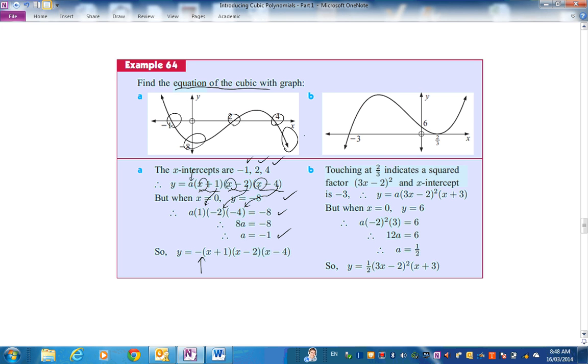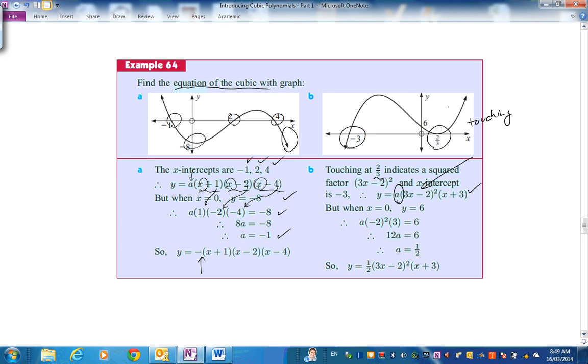Alright, what about this one? Touching at 2/3 indicates a squared factor. Well, here it is. It's at 2/3, so it's (x - 2/3) squared, or this time it's much better to call it (3x - 2) all squared, because it is touching there. It's a square, so it's touching. And then this one, (x + 3). Don't forget the a out the front, there's a whole family.